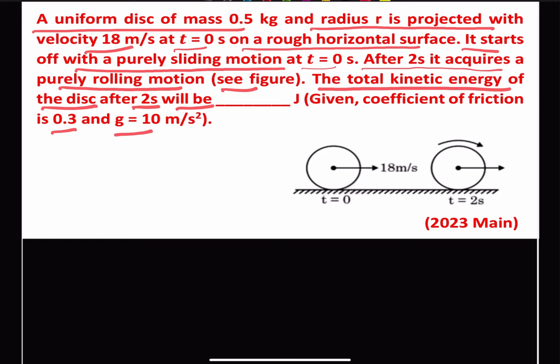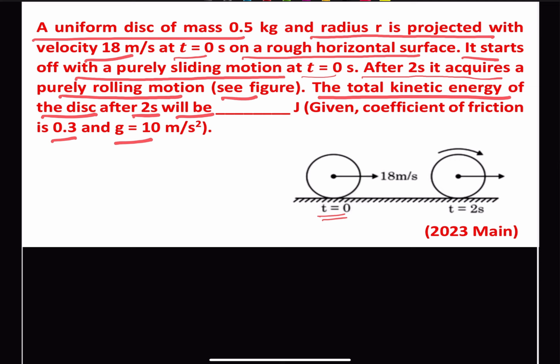And so at t is equal to 0, it is purely sliding motion. So this is our sliding, and at t is equal to 2 seconds, it is going to have pure rolling motion. So we have to find out total kinetic energy after 2 seconds. So we are going to find out the friction, and then we are going to find out the center linear acceleration, and then, because of friction, it is going to produce an angular acceleration also.